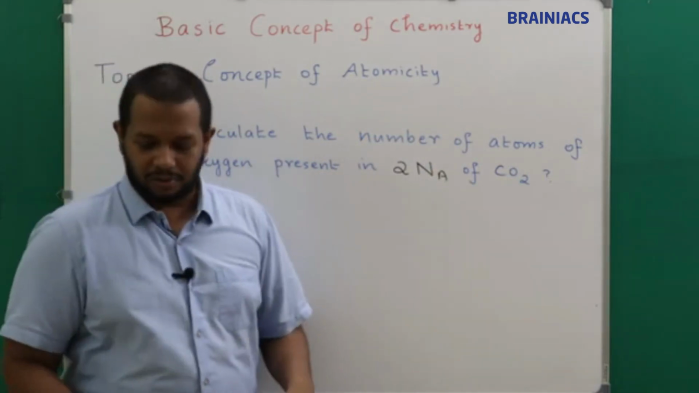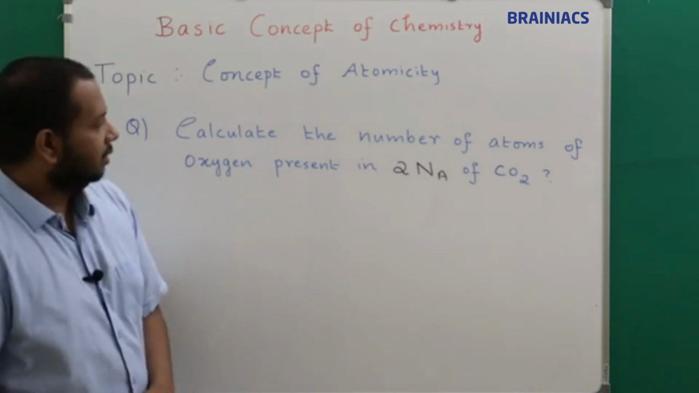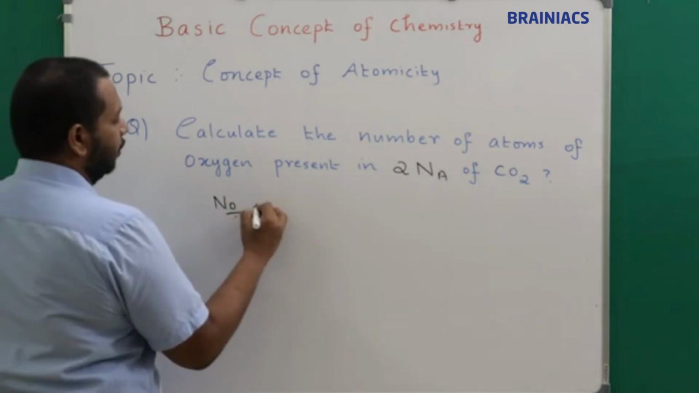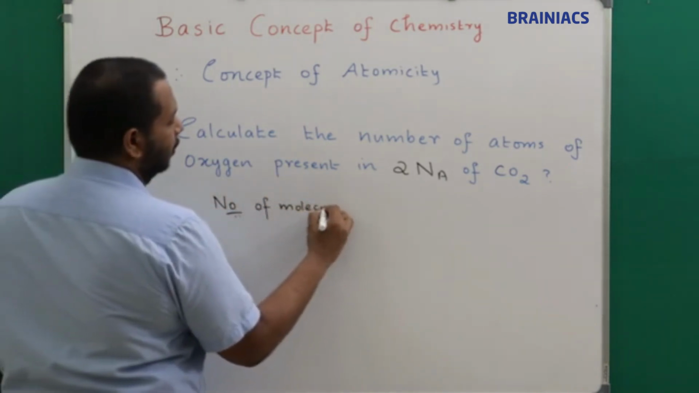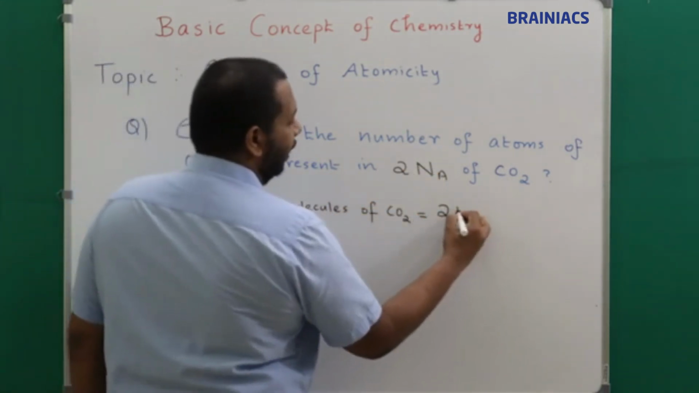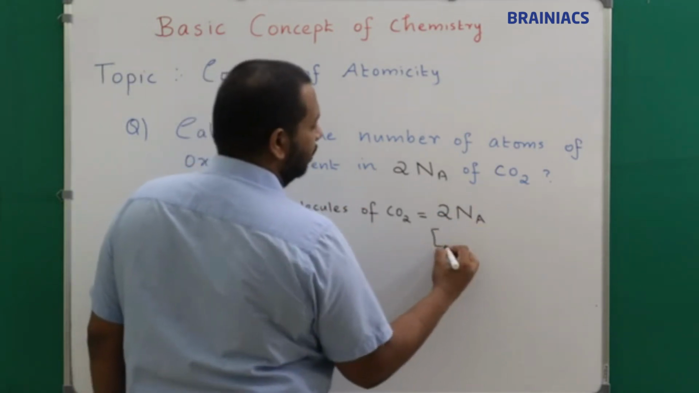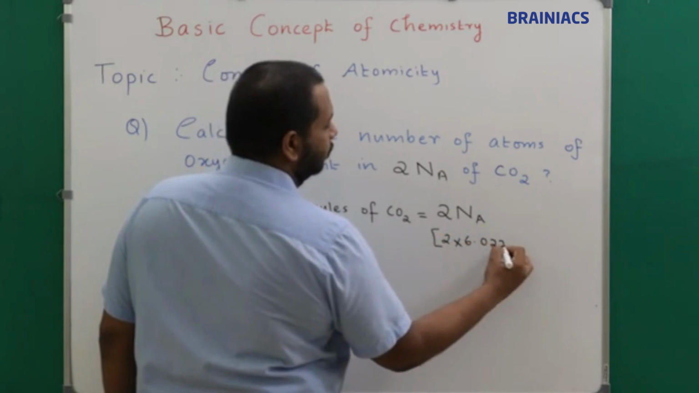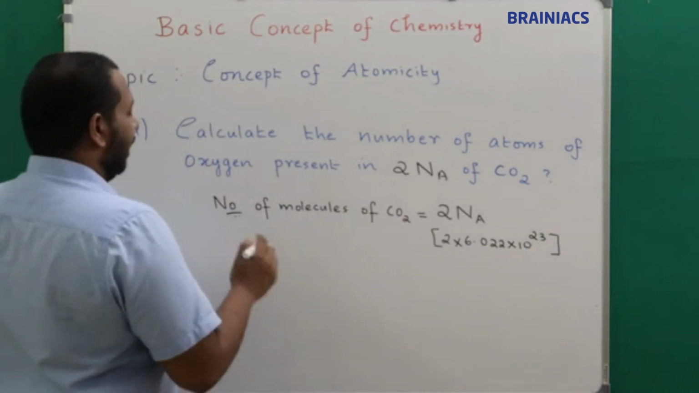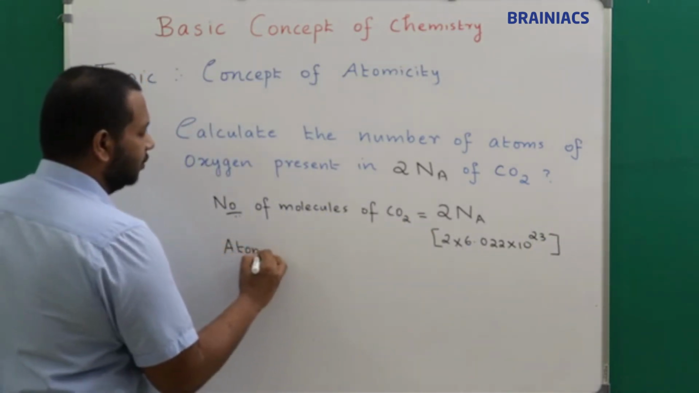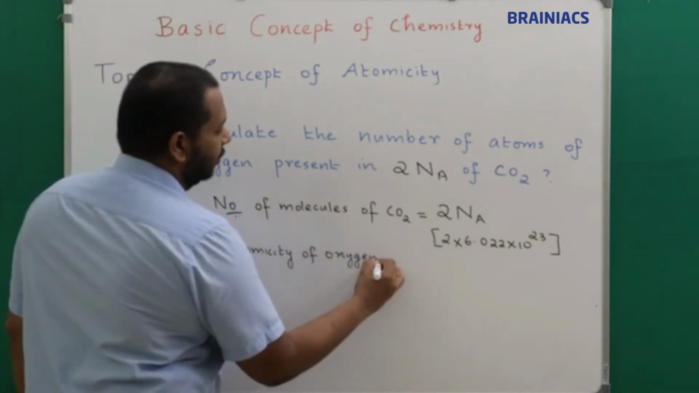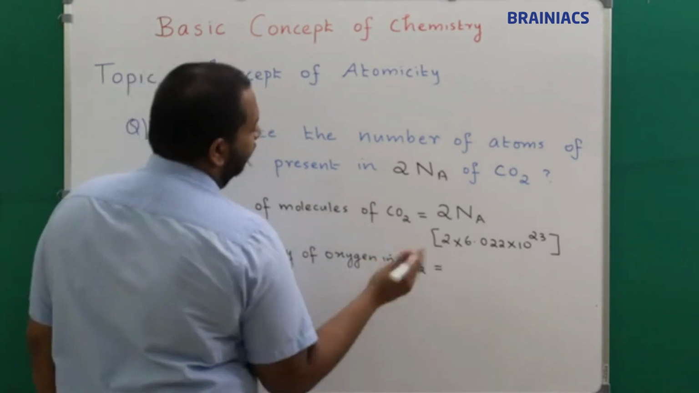Then do the multiplication. So I can say the number of molecules of carbon dioxide is equal to 2Na, that is 2 into 6.022 into 10 power 23. So this is the number of molecules. And next is what? You need to find the atomicity of oxygen in CO2. We already know it is 2.